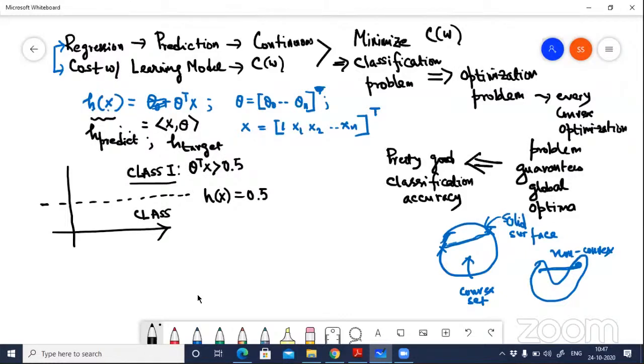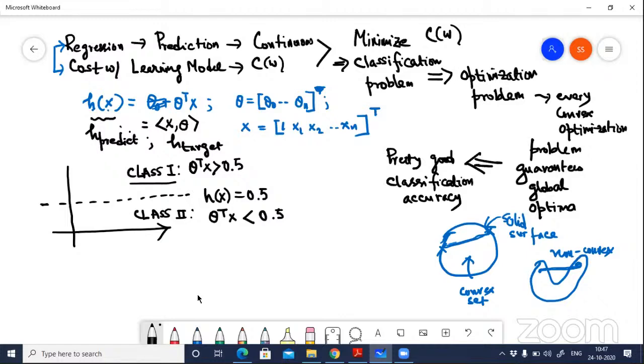And what are you saying? You are saying a new data point will be labeled as class 2 if theta transpose x is less than 0.5. Now, this choice of 0.5 is purely empirical. This could be right, this could be wrong. And the standard question would be, how do I know this is right or wrong?